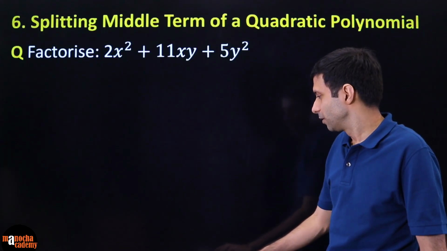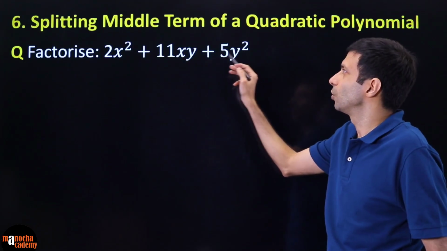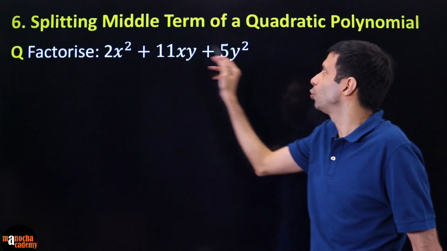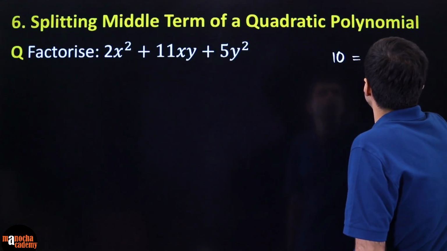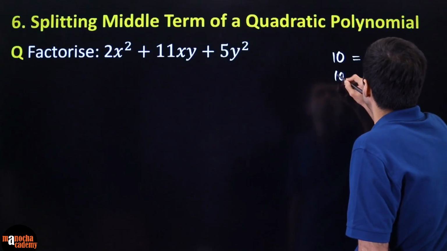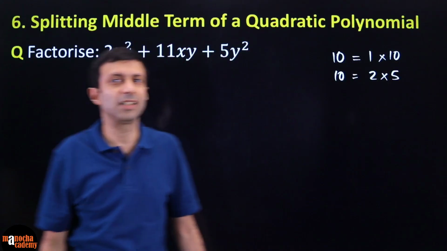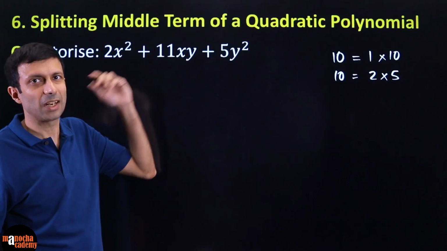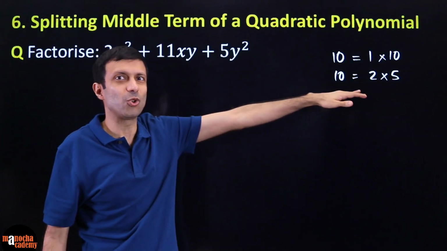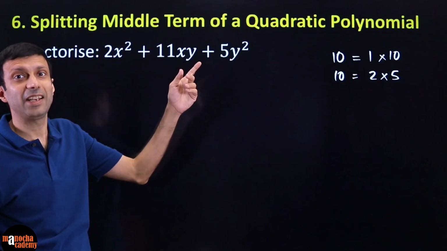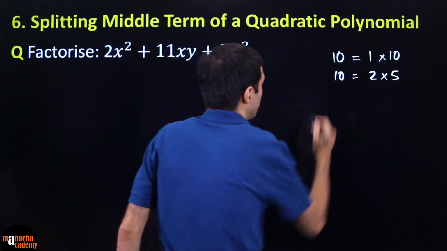Can you try this one by middle term breaking? Here what will you look at? You have a 2x square and a 5y square. Take the product of the first two. Again, we'll ignore the x square, y square for now. It's 2 times 5, 10. What are the factors of 10? Either 1 times 10, or 2 times 5. Which factors will you take so that the sum adds up to 11, and the xy will come automatically, because you'll be taking one as an x, one as a y? Should I take 1 and 10 or 2 and 5? To get 11, obviously I need 1 plus 10. 1 plus 10 is 11, 2 plus 5 is 7. So we are going to go for this combination.